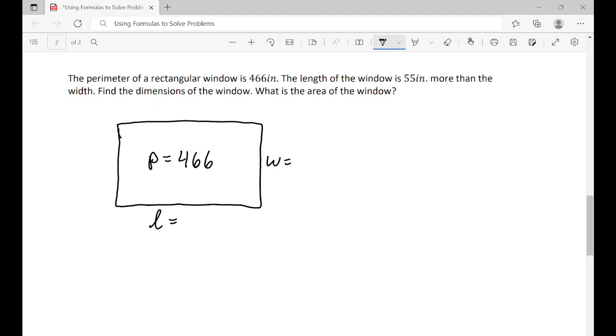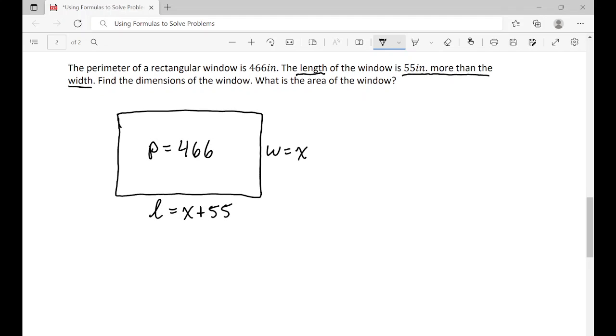So let's go with what we know. The length is 55 more than the width. So whatever my width is, my length is going to be just that plus 55. So we can say that the width is some unknown x, and then my length is the same x, but plus 55.